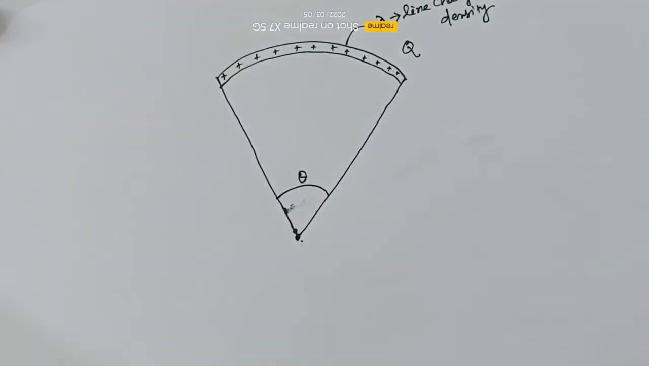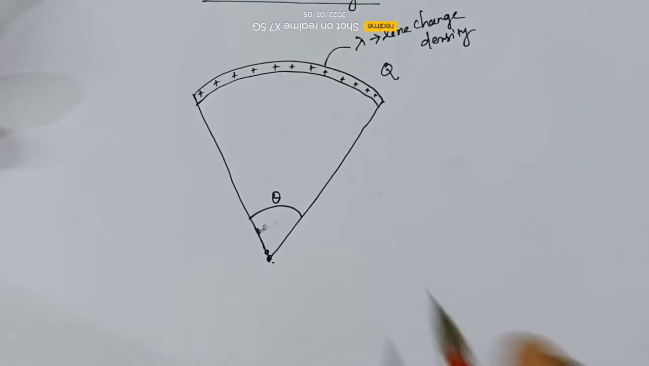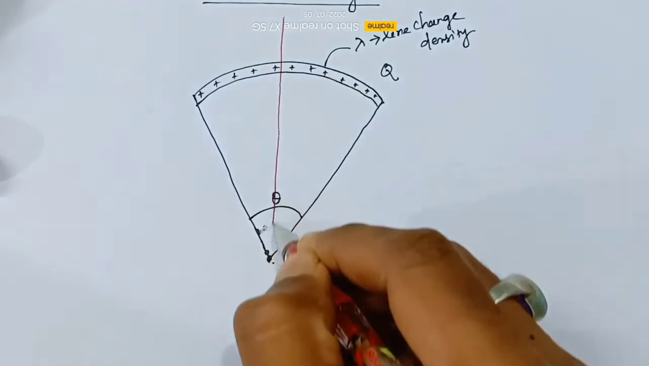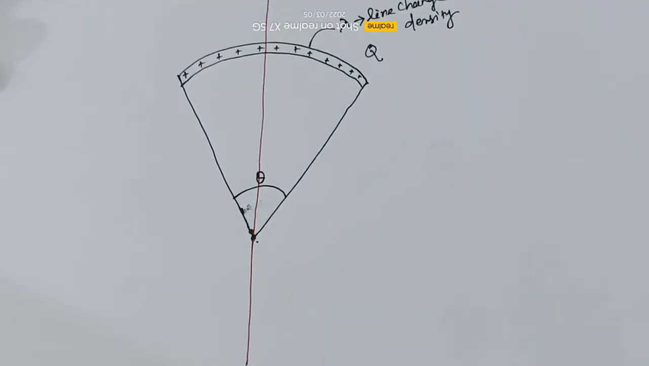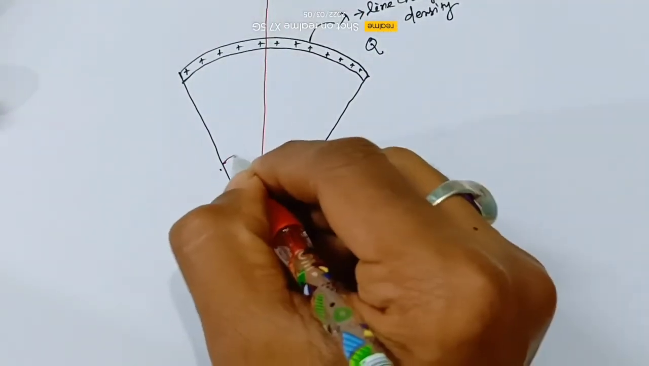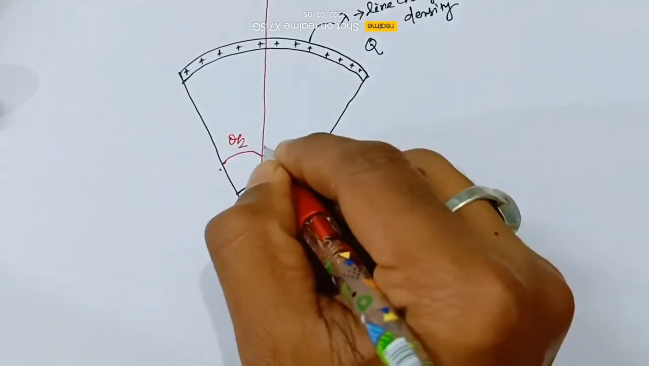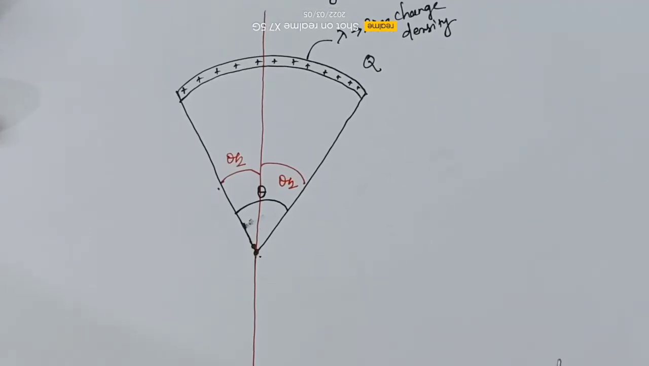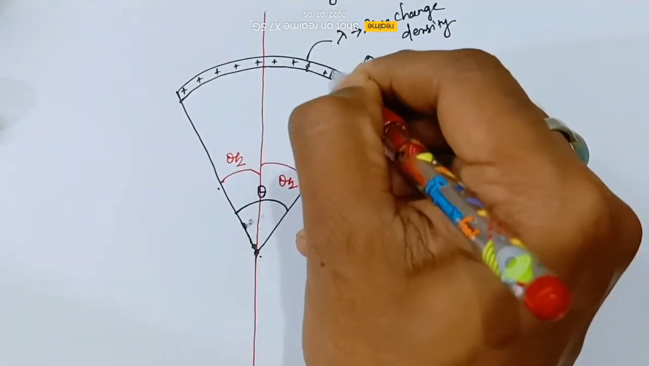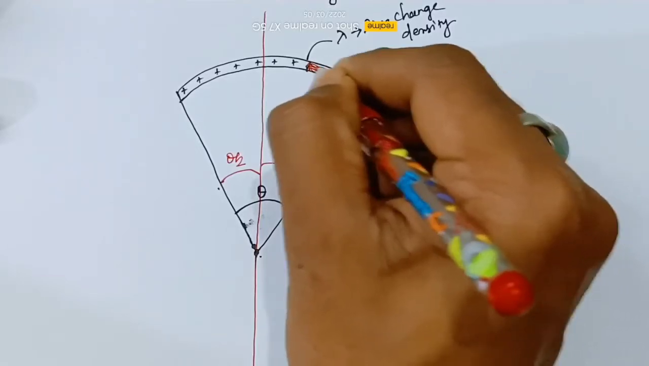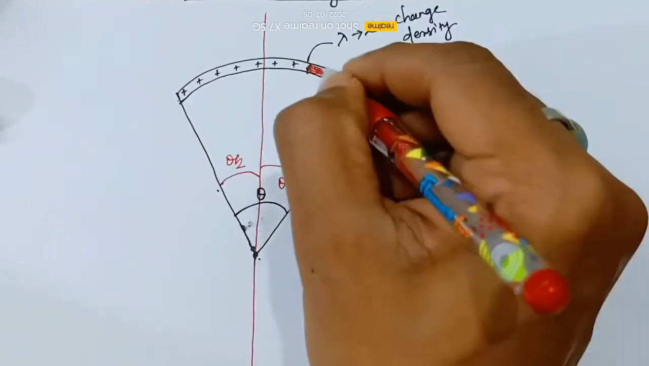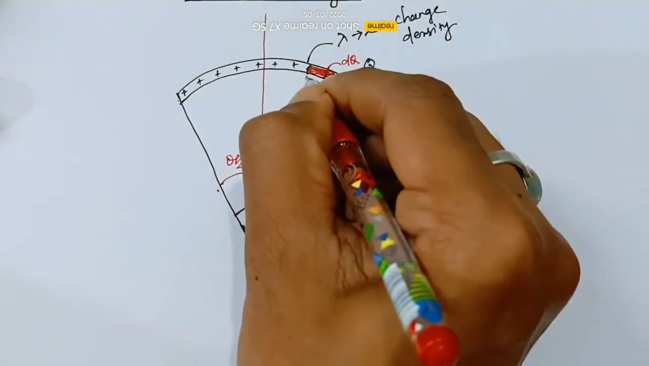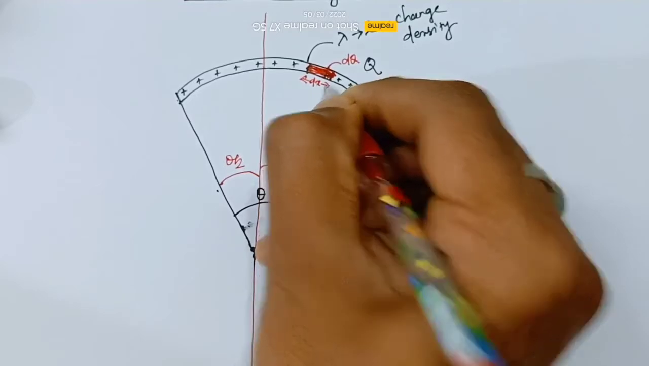When this kind of question is given to us, this is an extended body. I'll simply bisect it. If the total angle is theta, this angle is theta by 2 and this angle is also theta by 2. When an extended object question is given, I will simply consider a small element. This is my small element. The total charge is Q, the charge on this small element is dq, and its length is dx.